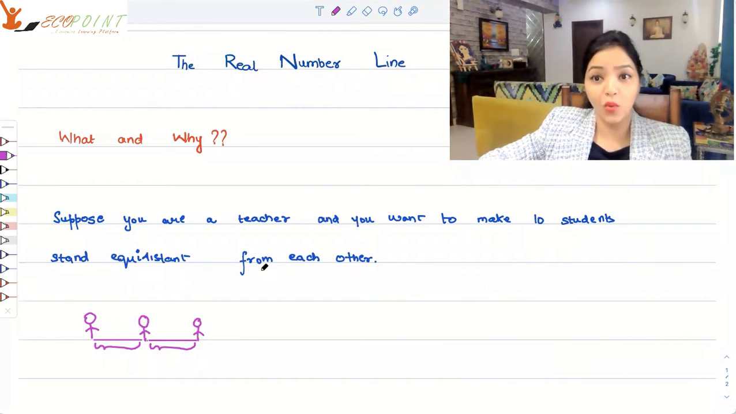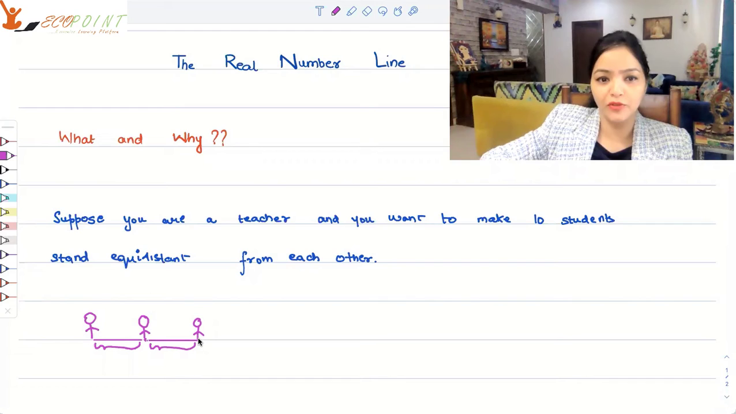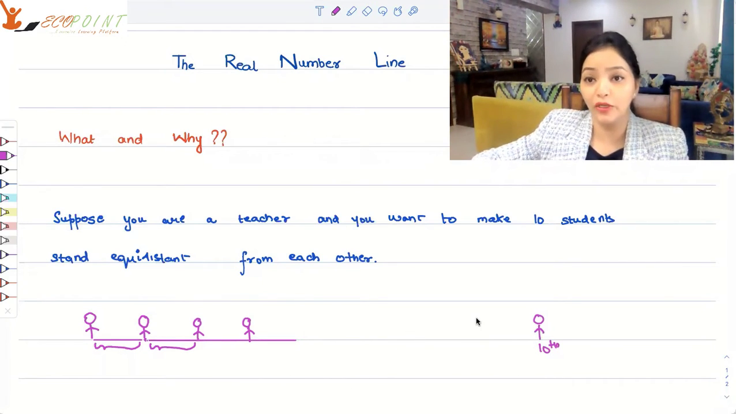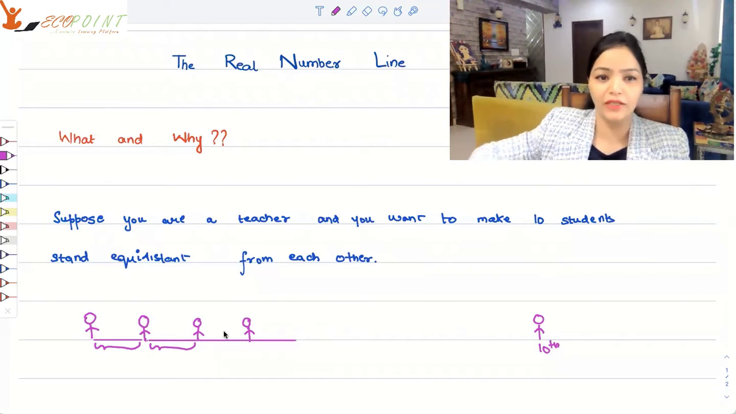For this person, again, I want equidistance. So I'm going to cut that piece off, take exactly the same distance, that same piece of line, and place the fourth person out here. They are equidistant. And this process can go on and on till the 10th buddy. In this manner, I've made sure that they all are standing equidistant to each other.